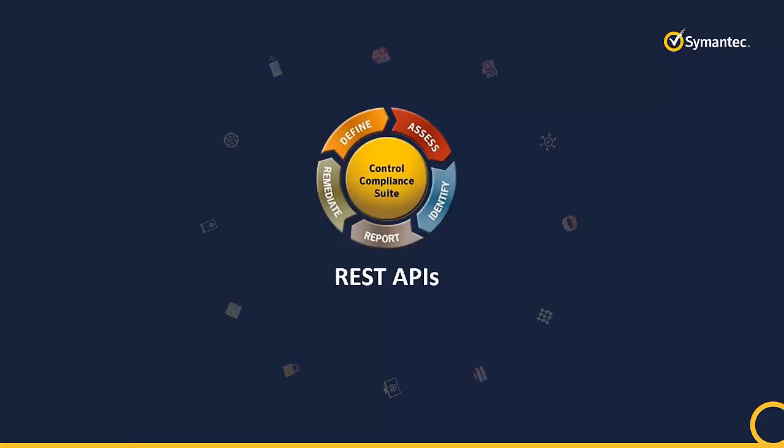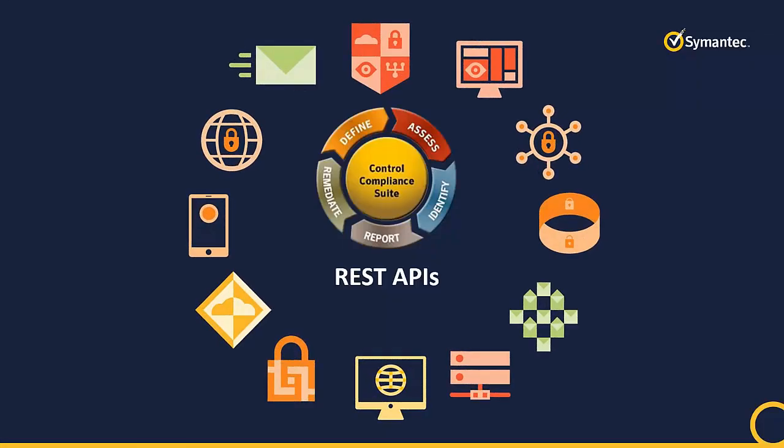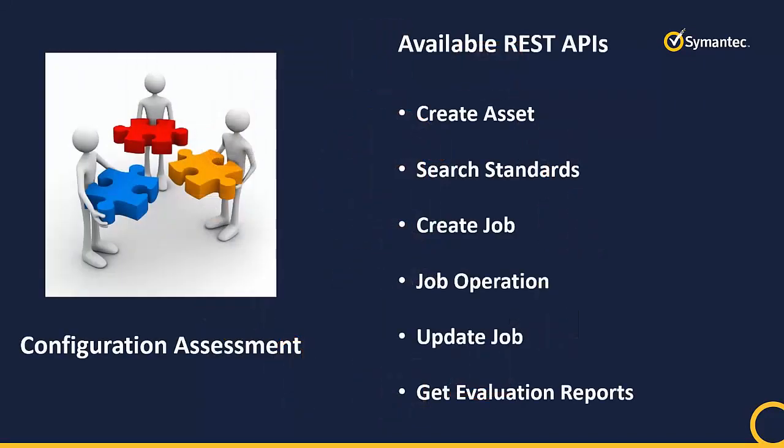You can achieve some of the key use cases in Control Compliance Suite by using REST APIs. For example, to run the configuration assessment on computers that are registered with Control Compliance Suite, you can use APIs such as create asset, search standards, create job, job operation, update job, and get evaluation reports.